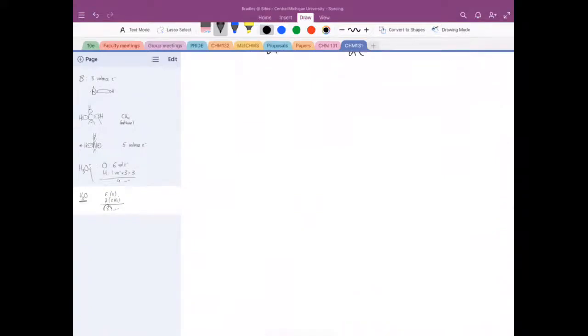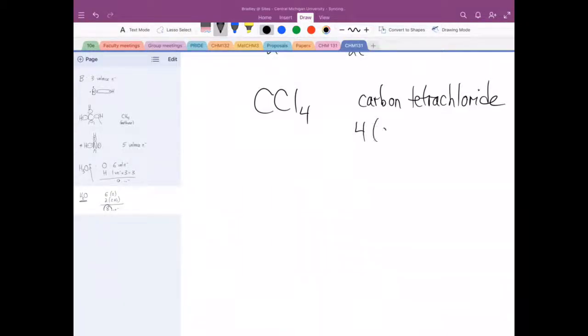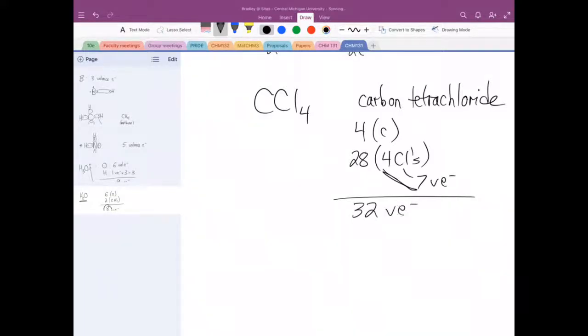All right, let's move on to, how about this one, CCl4, carbon tetrachloride. For the number of valence electrons, we have 4 for the carbon, and then we have 28 electrons from the 4 chlorines. Each of these has 7 valence electrons, but we have 4 of them, so 28. So that is 32 valence electrons in total.